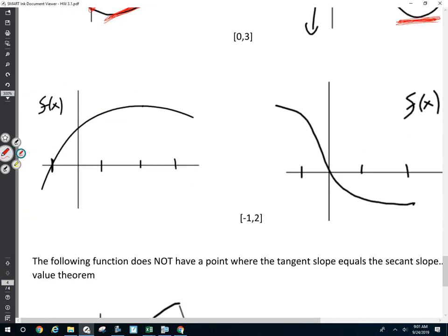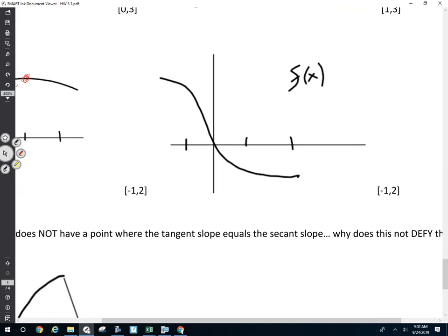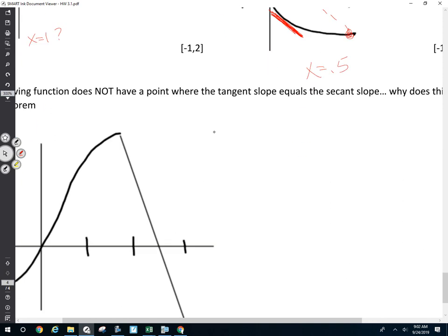We got -1 to 2. So from -1, here's my point there, to 2, there's my point there. My average rate of change would be represented by the slope of this secant line, my instantaneous rate of change, somewhere around here. Maybe at 1. Doesn't matter as long as we kind of understand what's going on. From -1 to 2 here. Here's my secant line. Average rate of change is the slope of that line. Somewhere around here, maybe like 0.5. Super important to know. As long as you can draw the picture, I'm good.